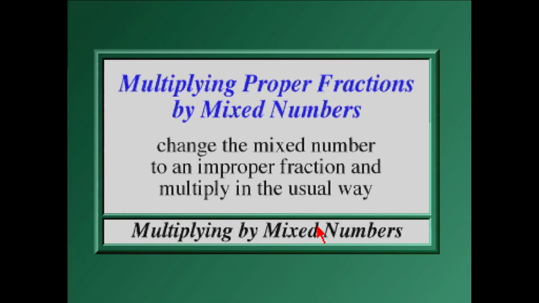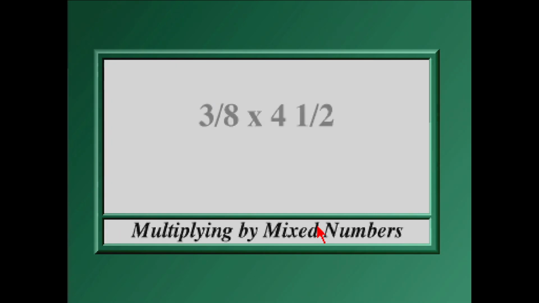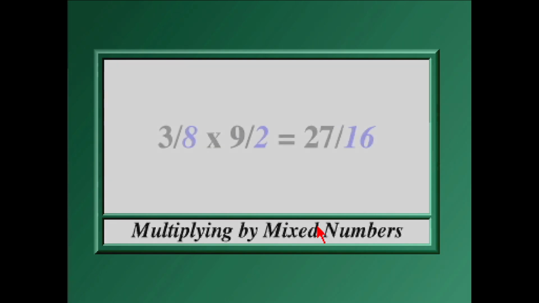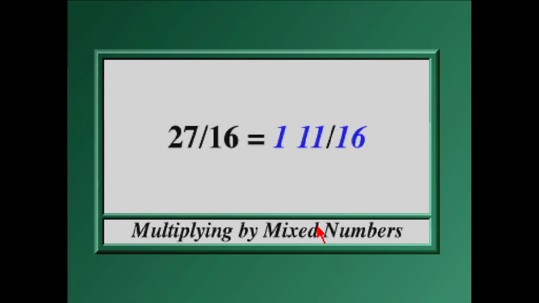To multiply a proper fraction by a mixed number, change the mixed number to an improper fraction and multiply in the usual way. For example, 3/8 times 4 and 1/2 becomes 3/8 times 9 over 2. 3 times 9 equals 27 for the numerator. 8 times 2 equals 16 for the denominator. 27/16 equals 1 and 11/16.